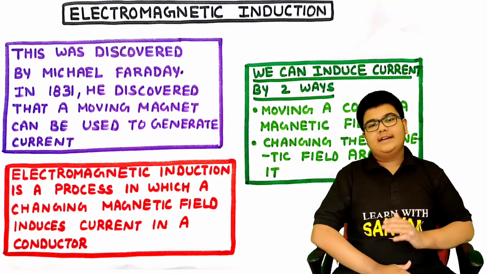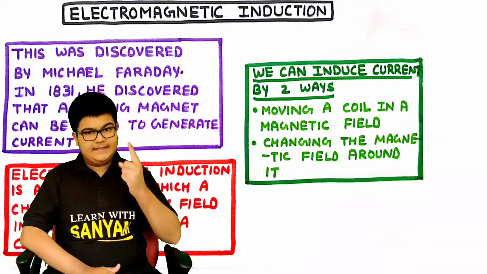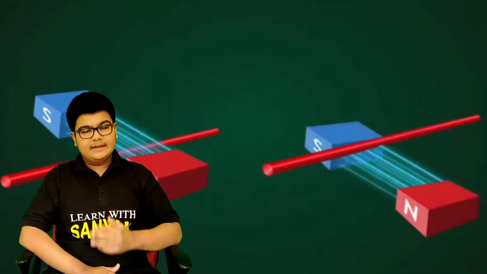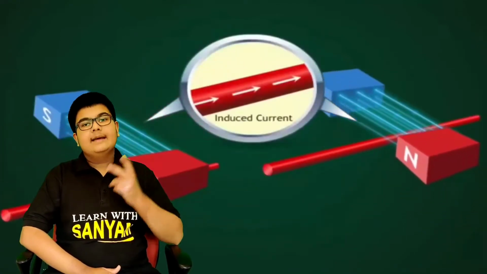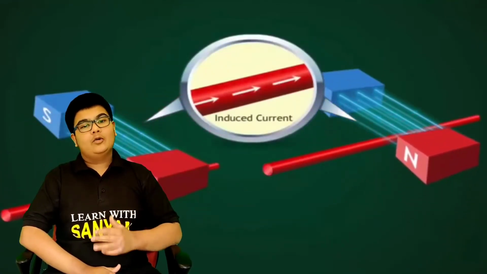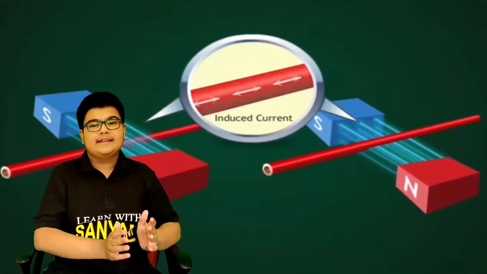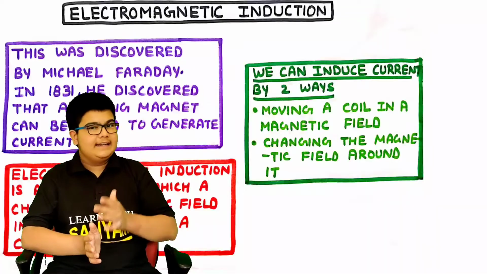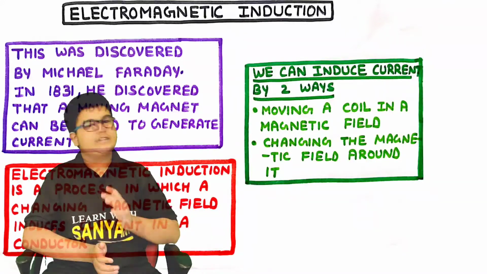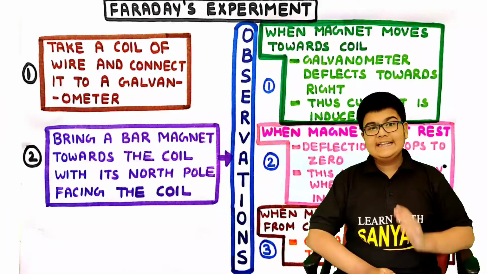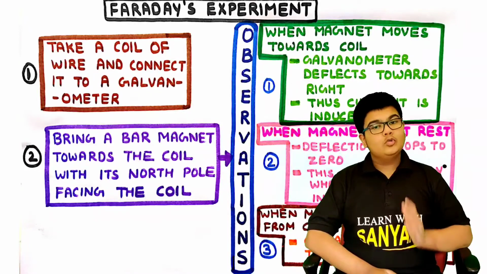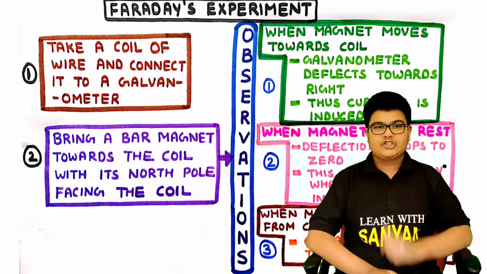We can induce current in two ways. First, by moving a coil in the magnetic field, and second, by changing the magnetic field around the coil. So either by moving a coil in a magnetic field or by changing the magnetic field itself, we can induce current. Now let's conduct an experiment to verify electromagnetic induction.